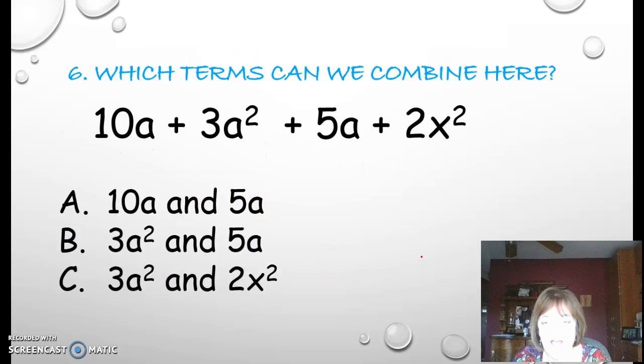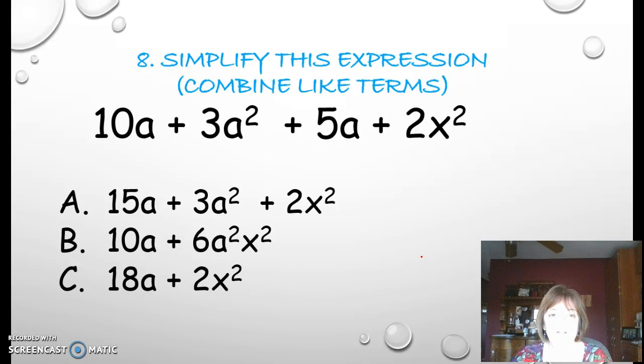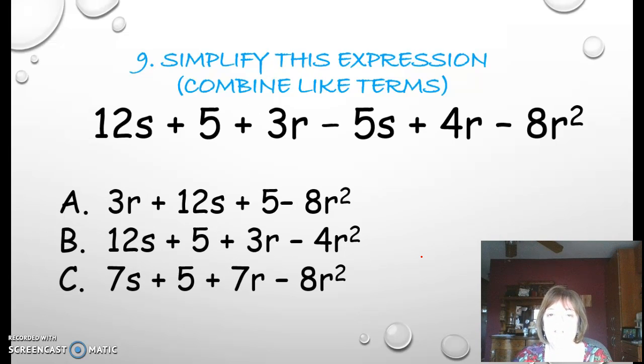All right, take your time. What can we combine here? All right, take your time again, and I want you to simplify this on your paper and then pick your answer. Okay, number 8. Simplify this one. Take your time. All right, last question. You can do this, guys.